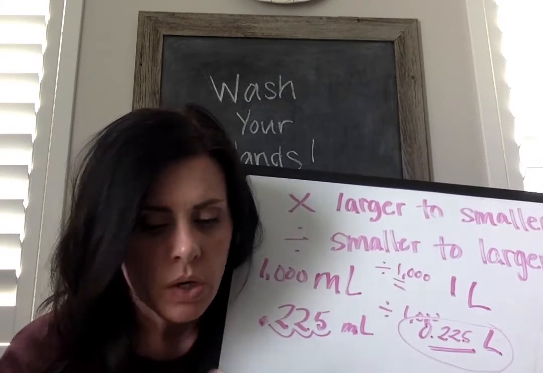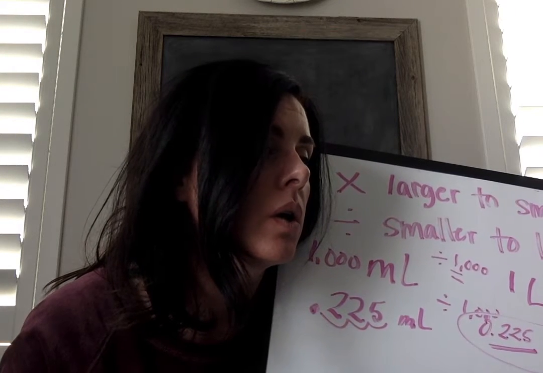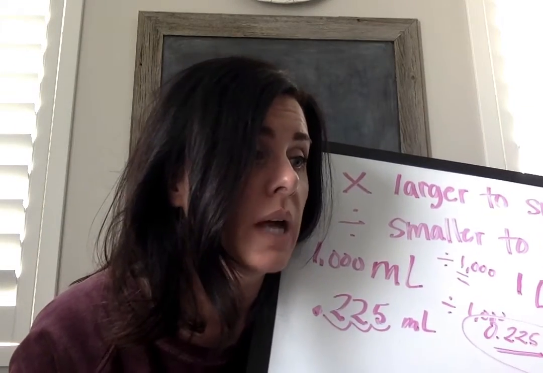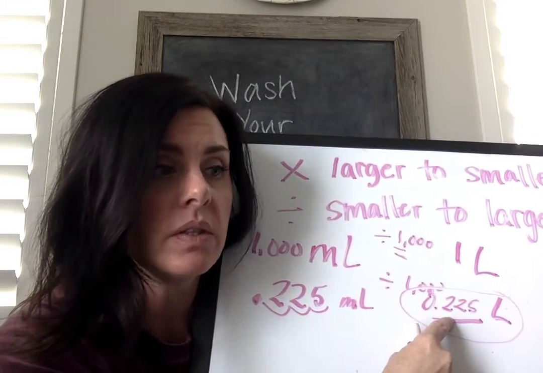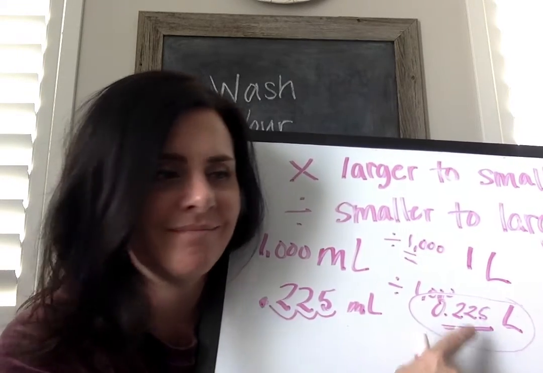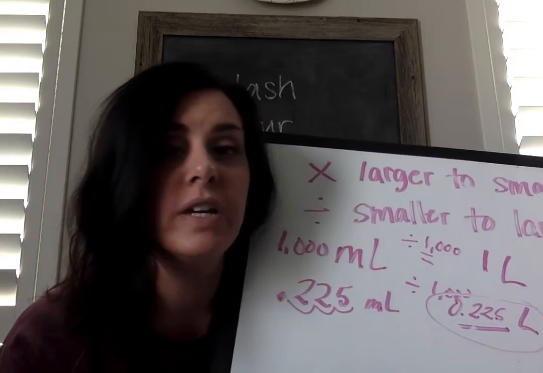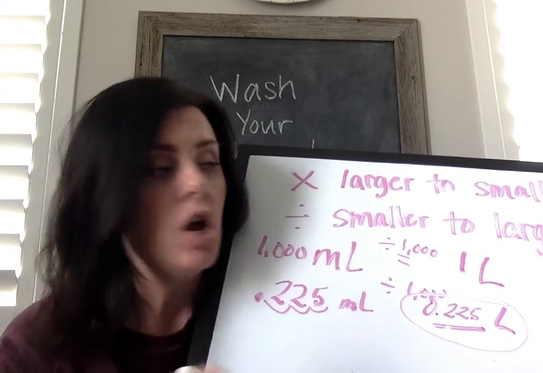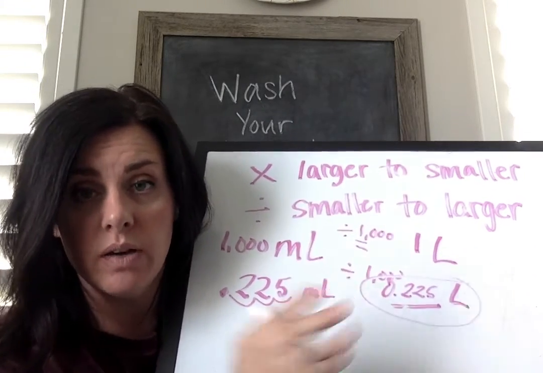Okay, so let's check our problem again. Morgan's juice glass, I'm going to read it a little bit differently this time. Morgan's juice glass holds 225 thousandths of a liter. If she uses the glass to drink 8 glasses of water every day, okay, so 8 glasses in a day. 8 times this number will tell us how much she drinks in a day. So let's pause right there and figure that out.